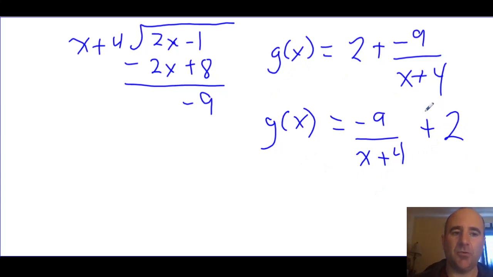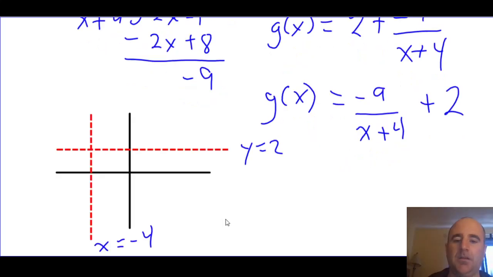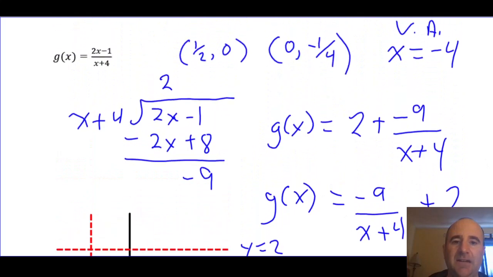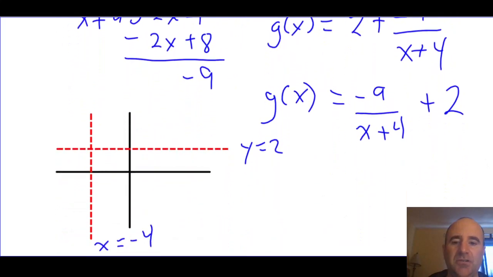We can see that it's the graph of 1 over x shifted to the left 4 and up 2. So there's a horizontal asymptote at y equals 2. It's also been reflected and stretched. The stretch isn't a big deal, but the reflection does change what it looks like. So we're ready to sketch this now. There it is with my horizontal asymptote at y equals 2 and my vertical asymptote at x equals -4. We also had intercepts at a half, 0, and 0, -1/4, so very close to the origin there. There's a point right there and a point right there.